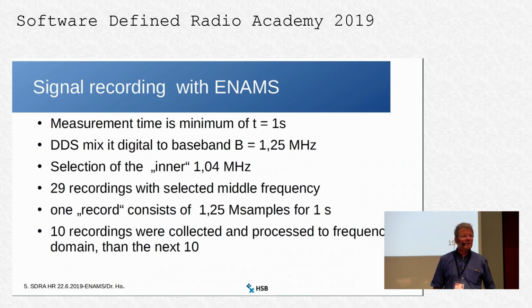As the RAM of the Red Pitaya is very limited, and the RAM disk as well is very limited, we take 1.25 megasamples for 1 second. 10 times will be recorded and collected and then processed to frequency domain. So we delete the recorded time domain and just use the frequency domain.